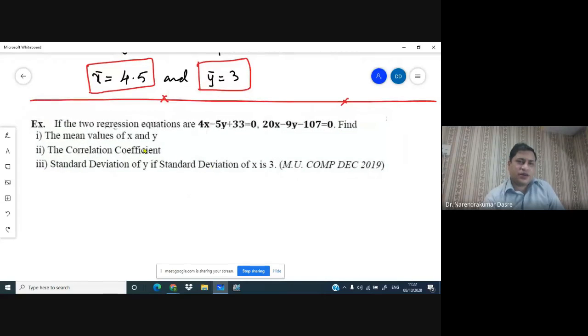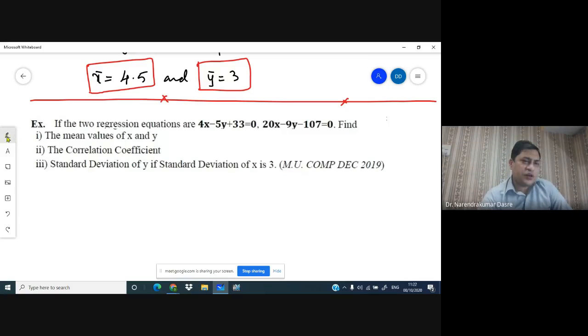So this is the example you have now. See, what is given here? If two lines of two regression equations are, these are the regression equations given. Okay, then we have to find out the means of x and y, the correlation coefficient, and the standard deviation of y if the standard deviation of x is 3.